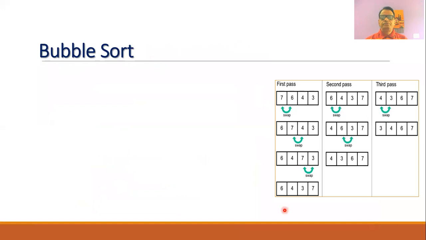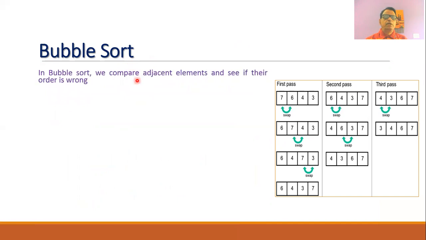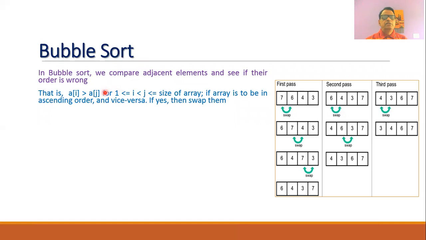Another method that is commonly used for sorting the elements of an array is called the bubble sort method. In the bubble sort method, what we will do is compare two adjacent elements and check whether their order is correct or not. That is, we will check for A[i] and A[j].